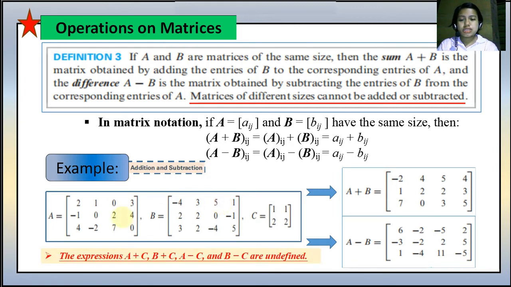Then the expressions A plus C, B plus C, A minus C, and B minus C are undefined. Why? Because they have different sizes. So the size of matrix A is 3 by 4, while matrix C is 2 by 2. Same goes with matrix B and C. So we cannot add nor subtract them, so these expressions are undefined.